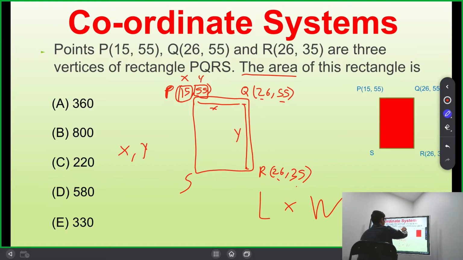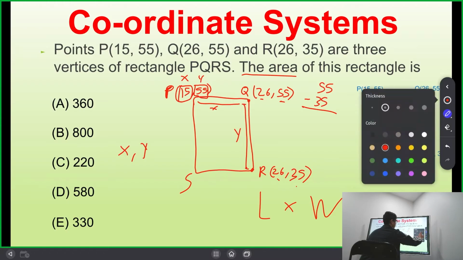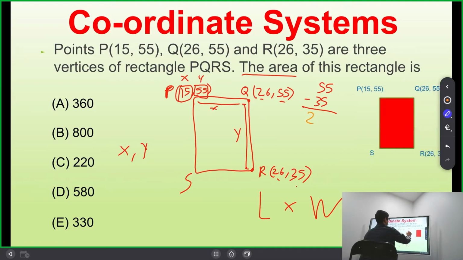If we look at Q, we have 55 here, and if we look at R, we have 35. We can do subtraction for this, because if this point is 55 and this point is 35, subtracting those gives us the value of y. 55 minus 35 is 20. So the value of y is equal to 20, and I'm going to write that right here, y equals 20.